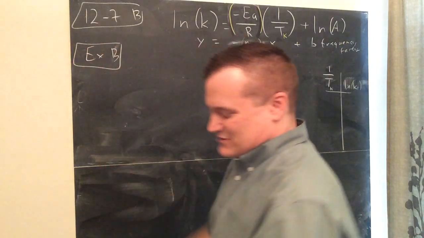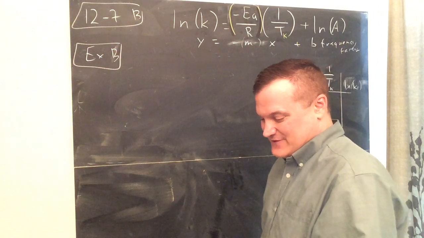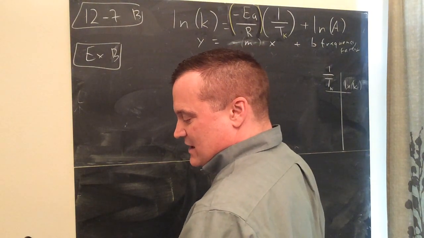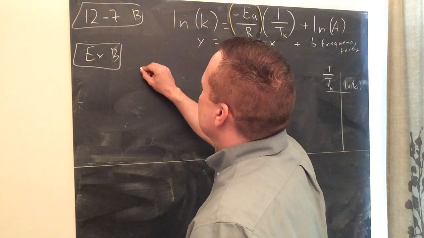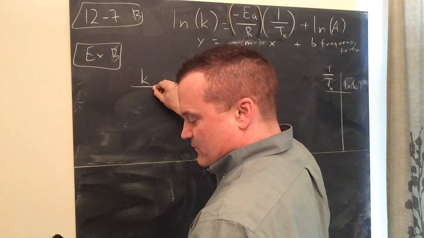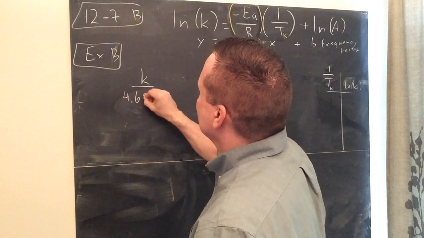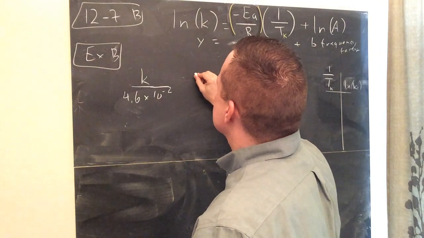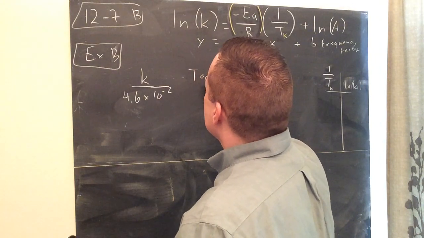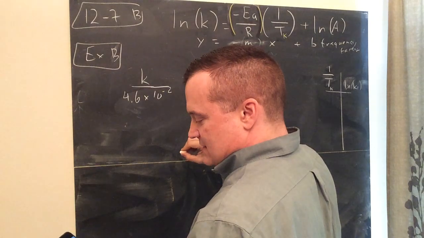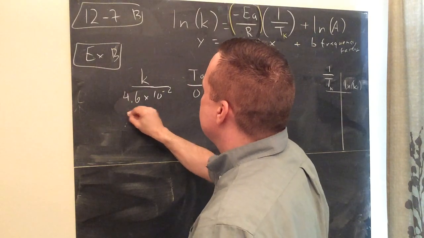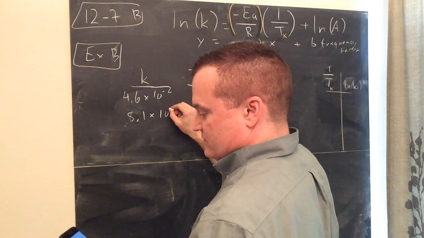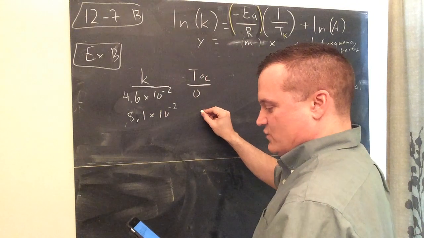I should have just done the other one, shouldn't I? To not mess myself up. I could have gotten out of this a little bit, but oh well. Here we go. So we've got Kelvin. We got your k constants. One of them is 4.6 times 10 to the negative 2, and it's at 0 Celsius. All right, and now we also have 8.1 times 10 to the negative 2, and it's going to be at 20 degrees Celsius.